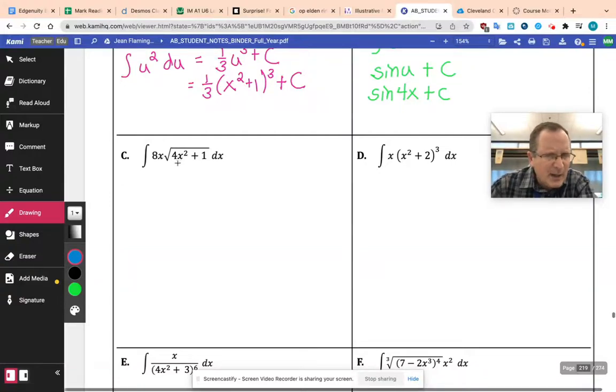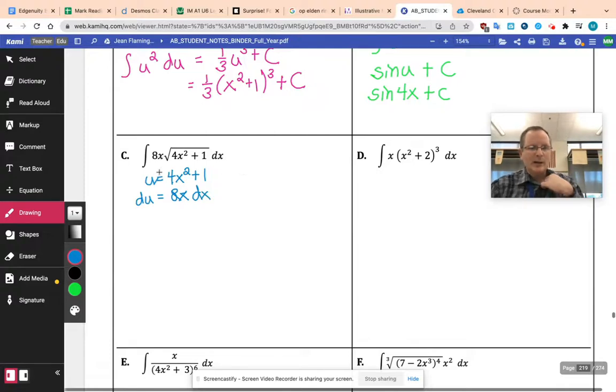So here's the thing then. I'm going to call you 4x squared plus 1. That's u equals right there. I'm not going to erase it this time. Then if I take the derivative with respect to x and then multiply by dx, then du would equal exactly what I have sitting there, 8x dx. That's exactly what we have sitting there.